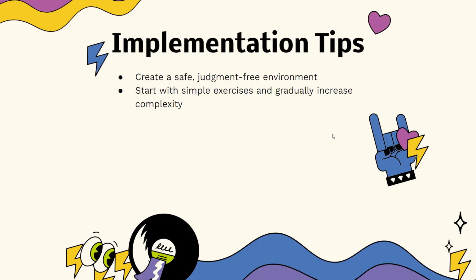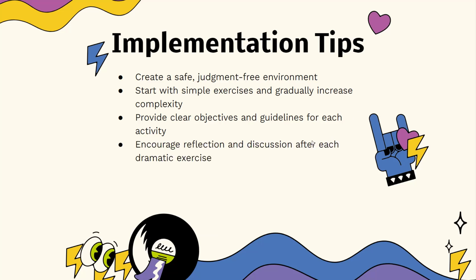Start with simple exercises and gradually increase the complexity. So maybe this is starting with vocal exercises, and then as we get more comfortable with one another, we start doing role play. Provide clear objectives and guidelines for every activity. That is also why I had an issue with the definition because it said without prompt, but some students, especially our younger students, and we want to implement this technique into younger grades, need a little bit more scaffolding when it comes to creative thought. And encourage reflection and discussion after each dramatic exercise.